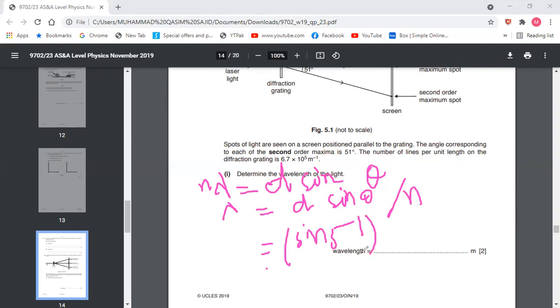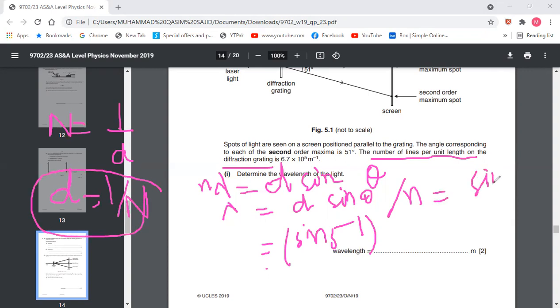Now, the second thing is the value of d. The d is the number of lines per unit length, so the number of lines per unit length is the value of N. So N equals 1 upon d, and d equals 1 upon N. So this formula must be sin theta equals capital N into n. Is this clear or not?